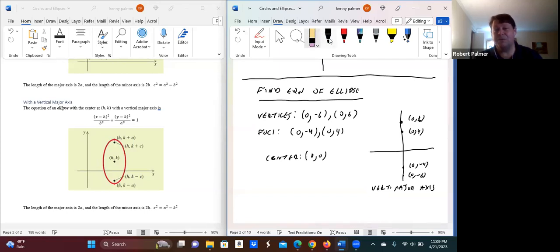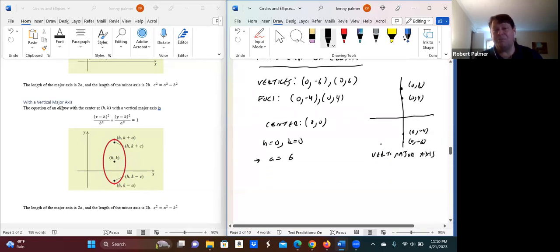So let's say this, we know that H is equal to 0, K is equal to 0. This implies then that A, if our vertices are H, the x coordinate is H, which is 0, and this is either K plus A or K minus A. We said that K was 0 since our center is at the origin, and A is going to be equal to 6. Okay, good. We're getting closer. But now we still need to know what B is.